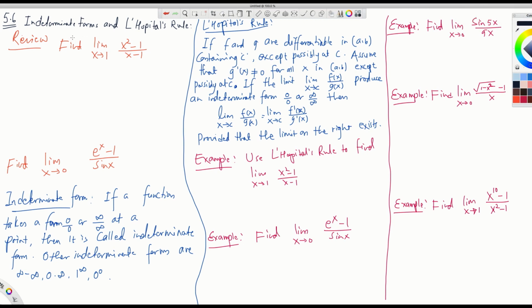Okay, so you remember how we found the limit of this function? The first thing we do is plug in the limit directly, right? If you plug in the limit, what do you get? You get 1 squared is 1 minus 1 over 1 minus 1. That will be 0 over 0. If you get the form 0 over 0, we call it indeterminate form. We don't know how much that is.